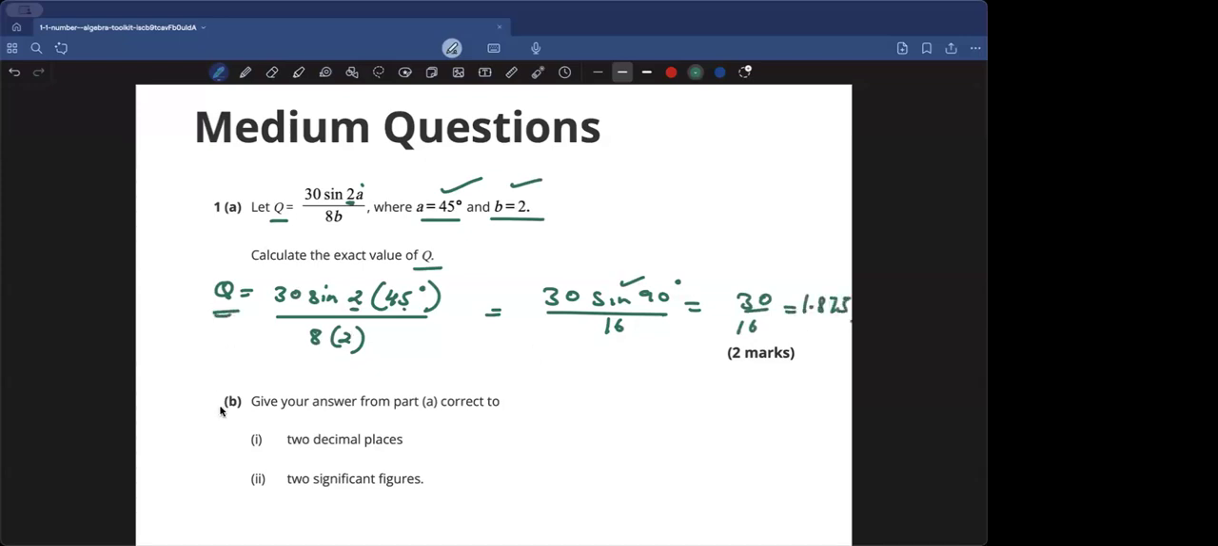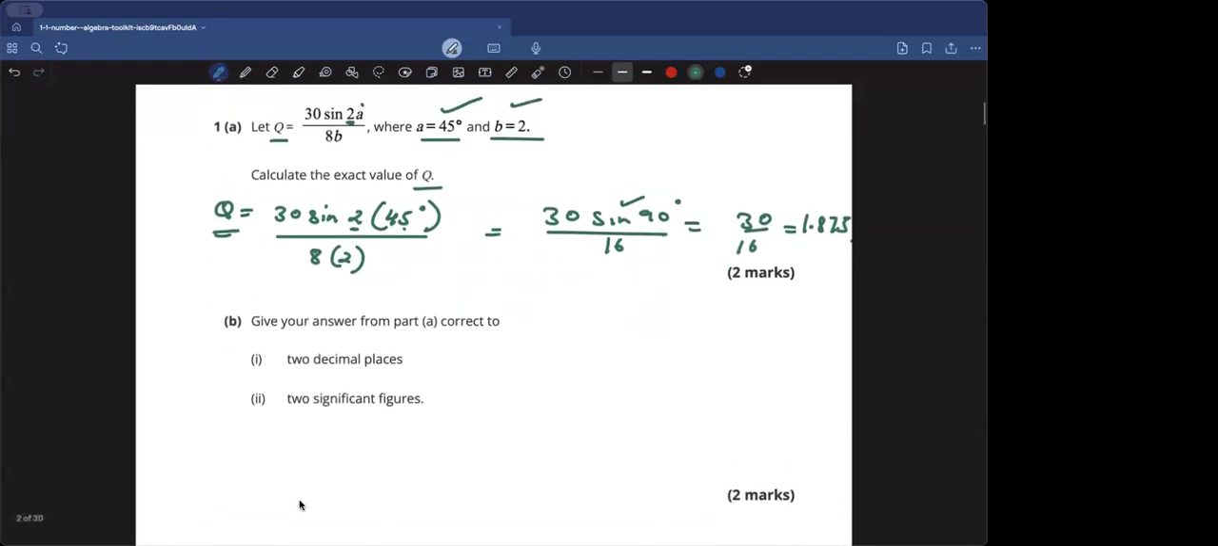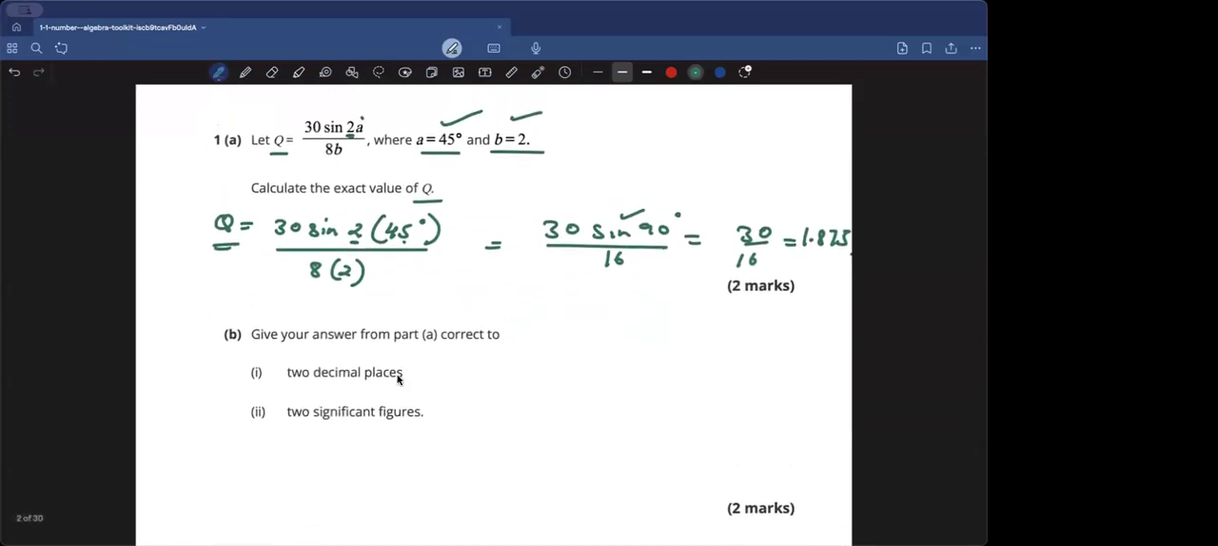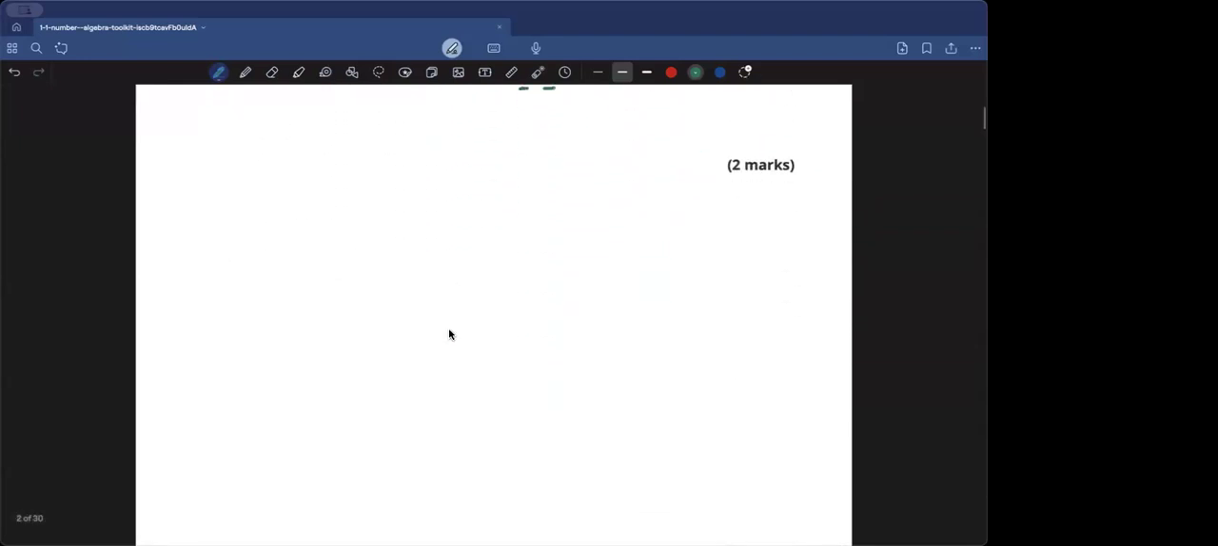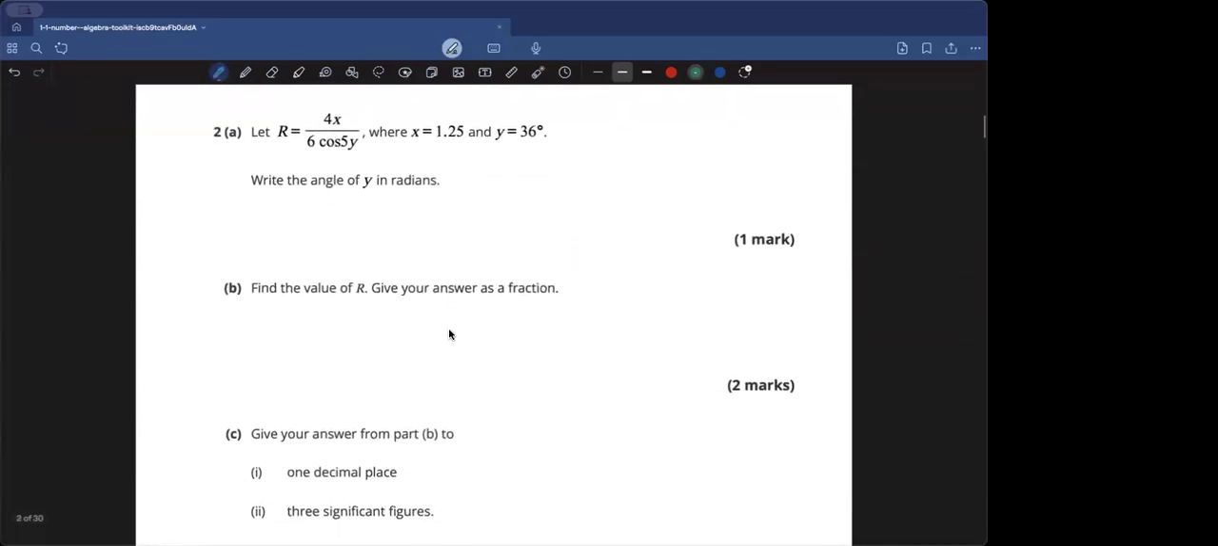And that's your Q. The next question is: give your answer from part A correct to two decimal places. Of course, this is 1.875. Correcting 1.875 to two decimal places, we get 1.88. And to two significant figures, we get Q equal to 1.9, because we've got two numbers in this. I hope this is clear to you.